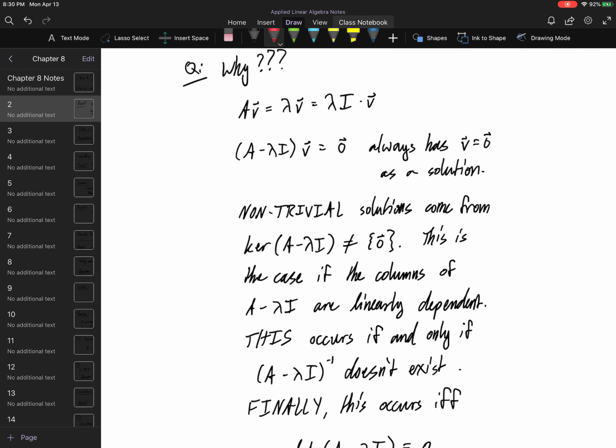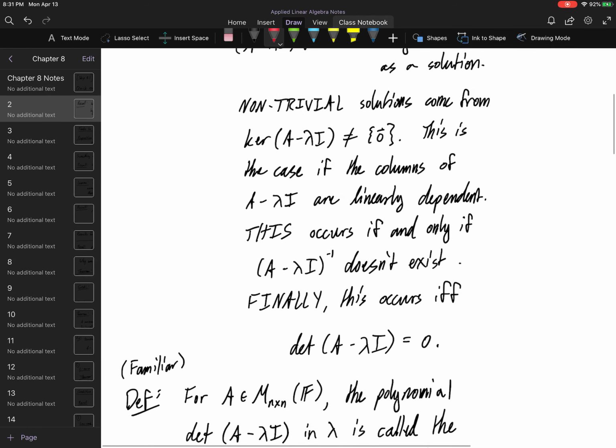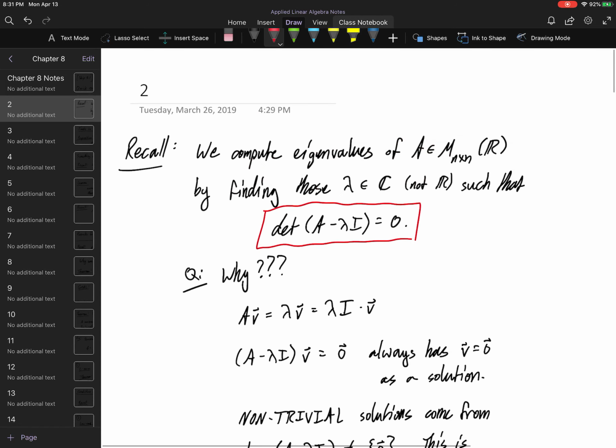So we will always wind up with a non-trivial kernel if the columns of A minus lambda I are linearly dependent. This occurs if and only if the inverse of A minus lambda I doesn't exist. And the final step in the line of argument is that this inverse doesn't exist if and only if the determinant of A minus lambda I is equal to 0.